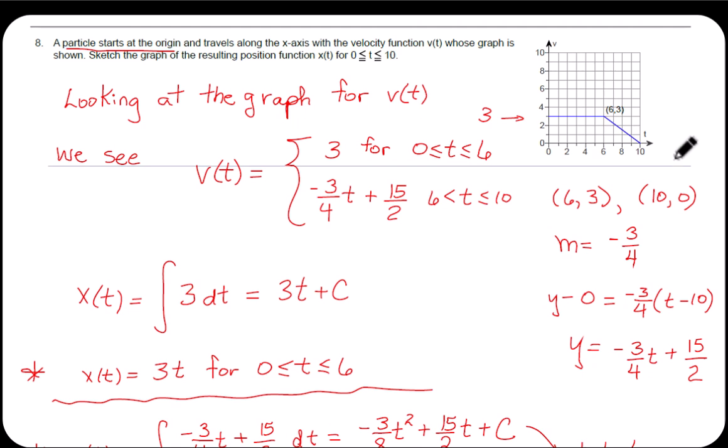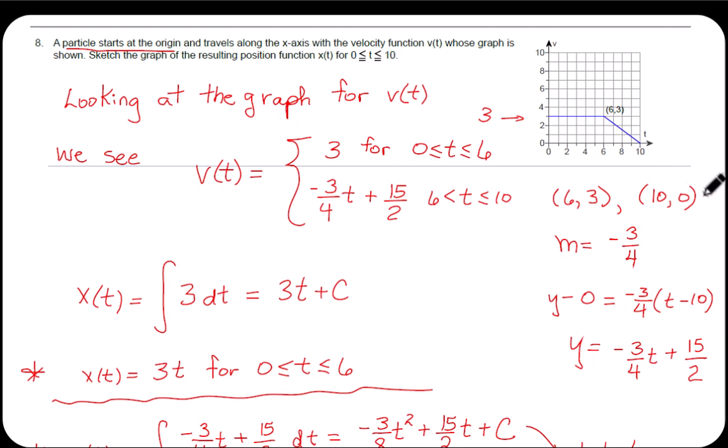They did not give me a formula for v, so I'm going to have to figure out what that formula is. Well, look at this part. V is flat. It stays at a height of 3 from 0 up until 6. So 0 to 6, it is the constant function 3. On this portion from 6 to 10, we have a line going down, so it's got a negative slope. It's connecting the points 6, 3, and 10, 0.